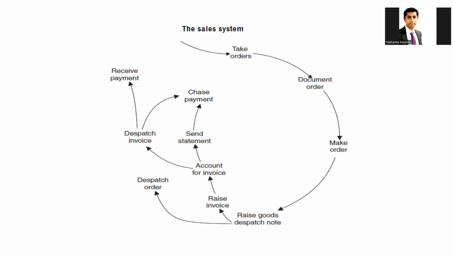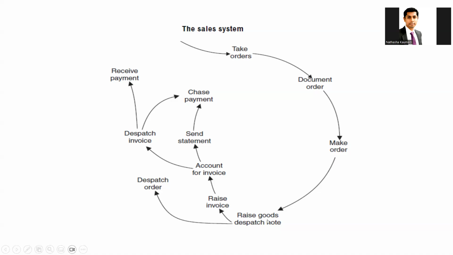And then the revenue cycle. This is not a very perfect cycle, I would say. This is an example of a sales system. Once we take the orders, as you can see, we are documenting the order, maybe entering the details into the system, and then we are processing the order. That means making the order.